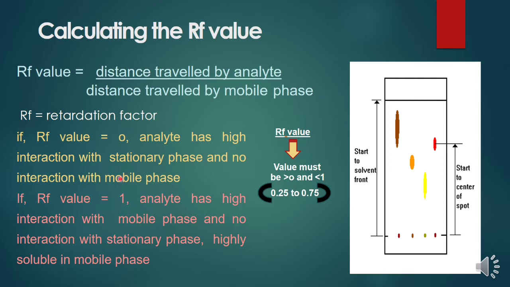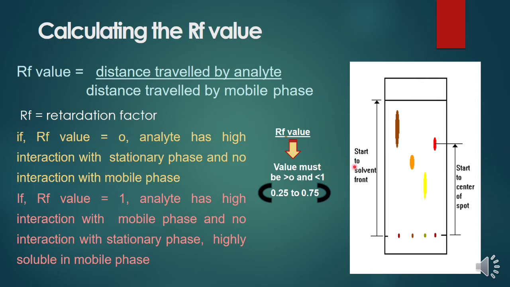Now, calculating the RF value. RF is the retardation factor. We previously discussed retention time. Retention time is the time our sample requires to pass from one end of the column to the other end. But the retardation factor is the distance traveled by our sample from the origin to the point where it stops, divided by the distance traveled by the mobile phase from the origin to the point where it stopped. So this always gives us the retardation factor, and the mobile phase always travels the maximum.